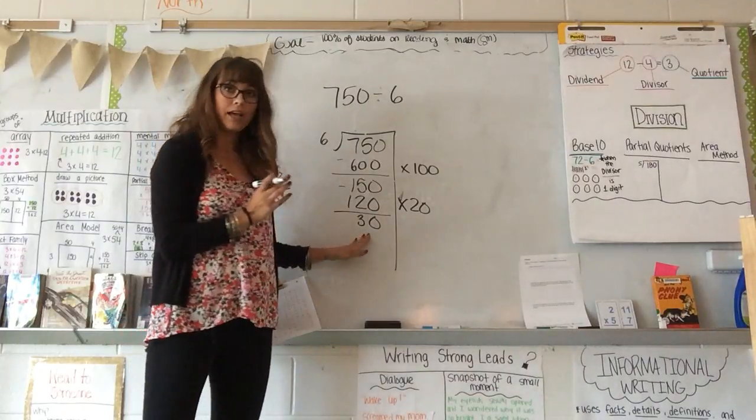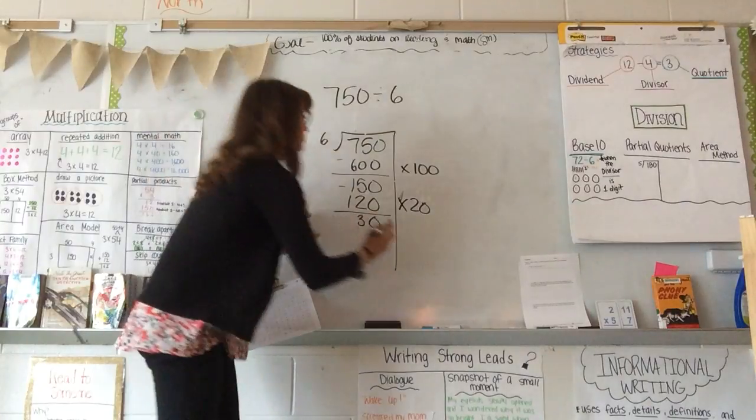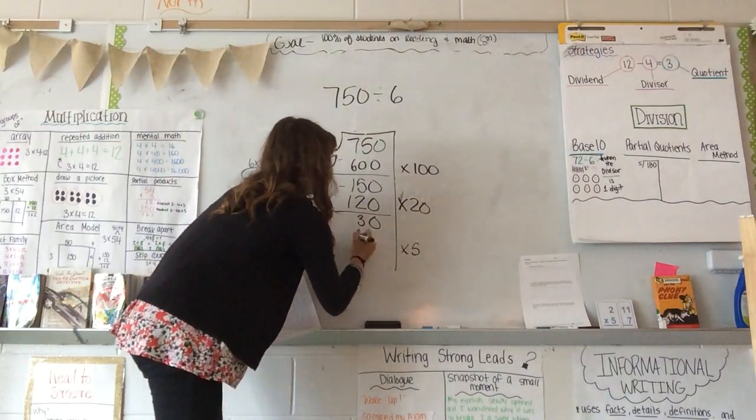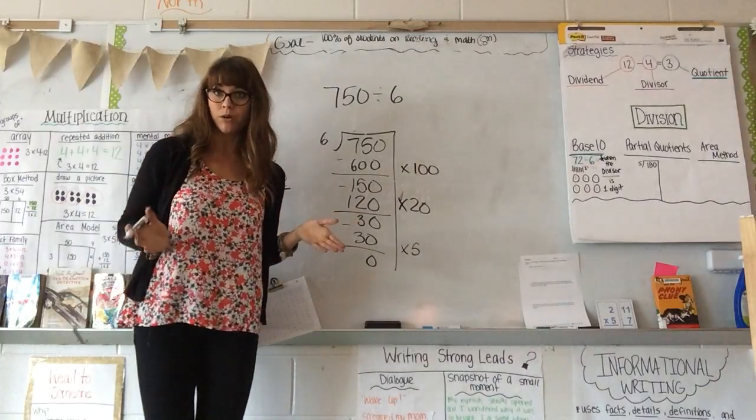From here, we have 30 left, and if you know your 5s, you know that 6 times 5 equals 30, so I'm going to put times 5, 30. I'm going to subtract, and I have 0 left over, so 0 is my remainder.